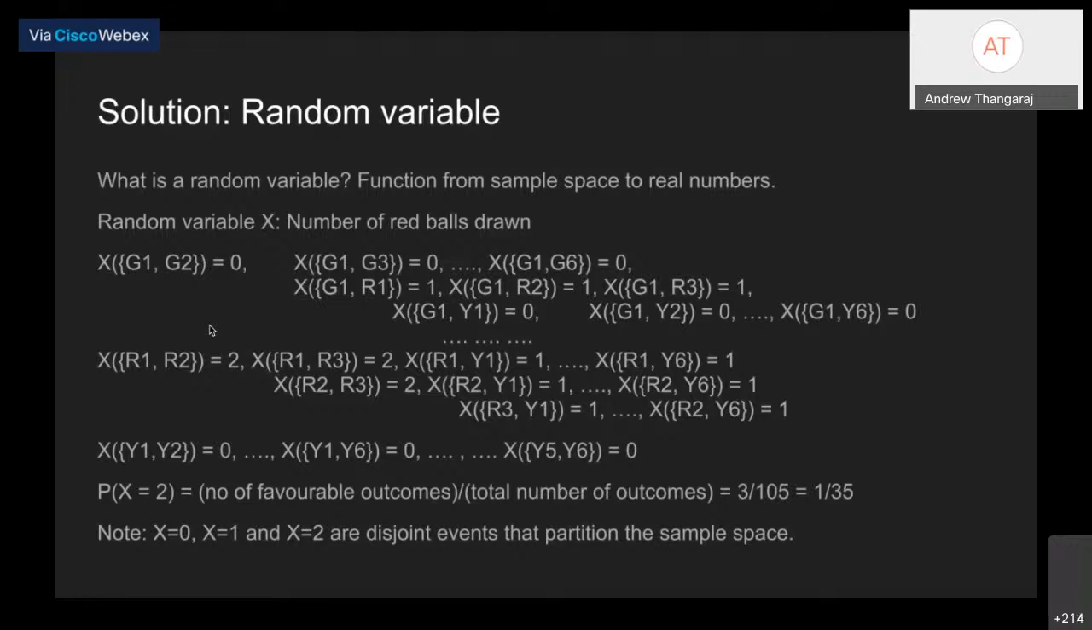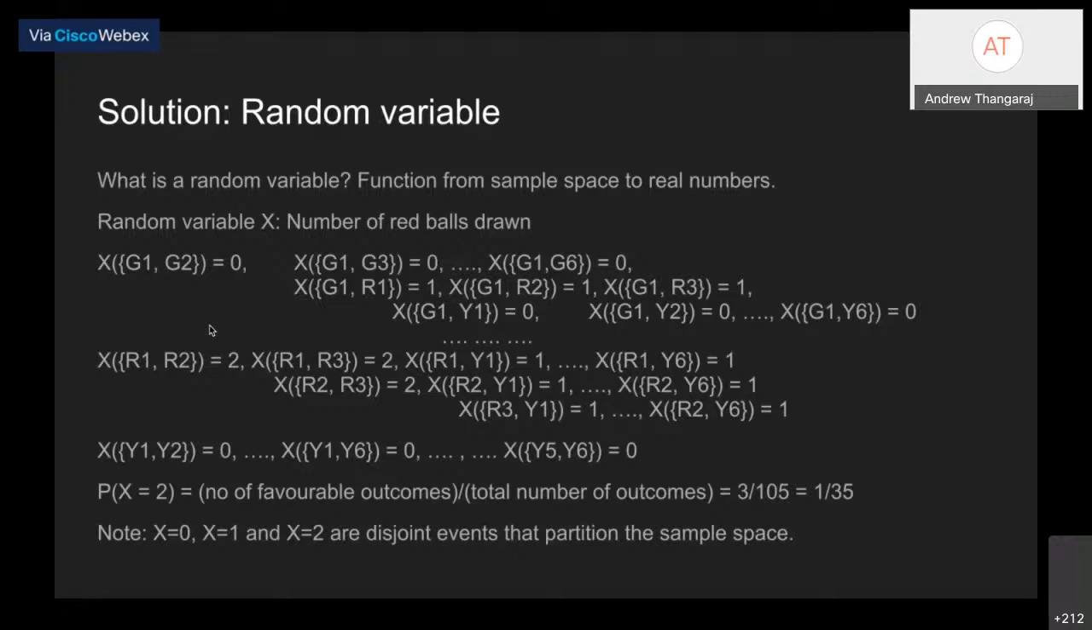Okay, so that's 3C2, or 3. So that's 3 outcomes that are favorable to you divided by the 105 total outcomes. So you get 1 by 35, and that will evaluate to 0.028, etc.